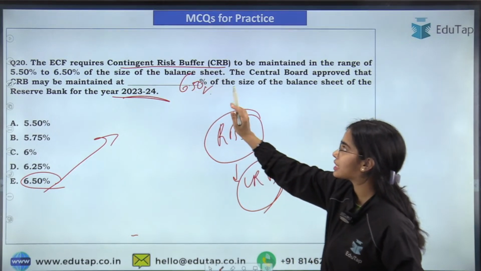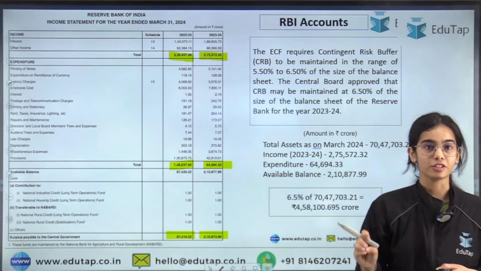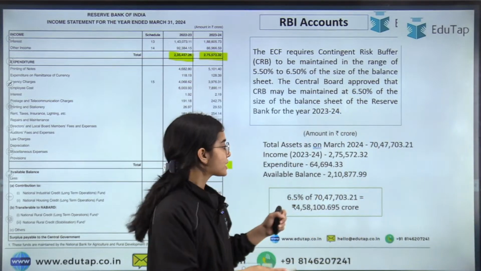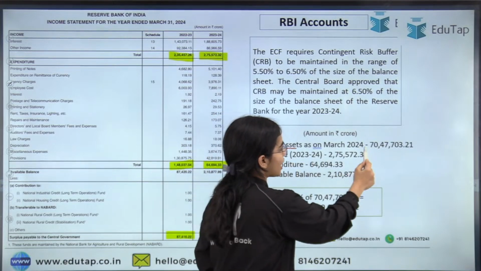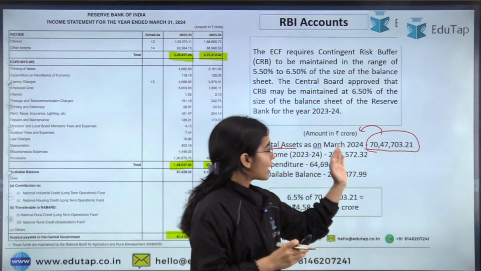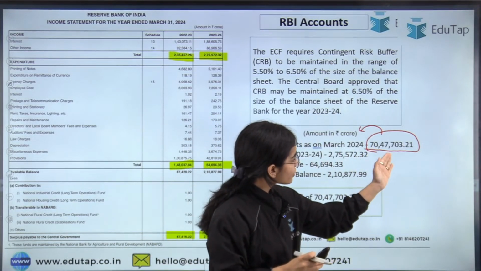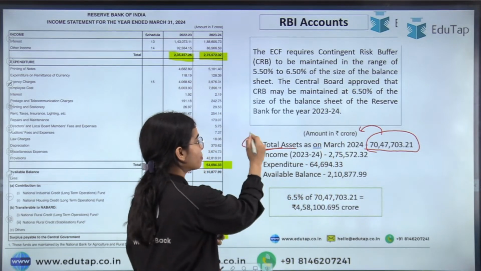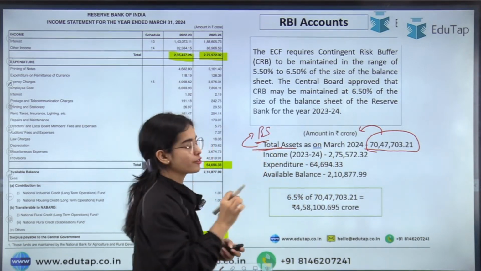6.50% of the contingent risk buffer has to be maintained by the Reserve Bank of India. So these are the data points, and here you can see that the total assets of the Reserve Bank of India are 70,47,703 crores, which is the size of the balance sheet of the Reserve Bank of India.